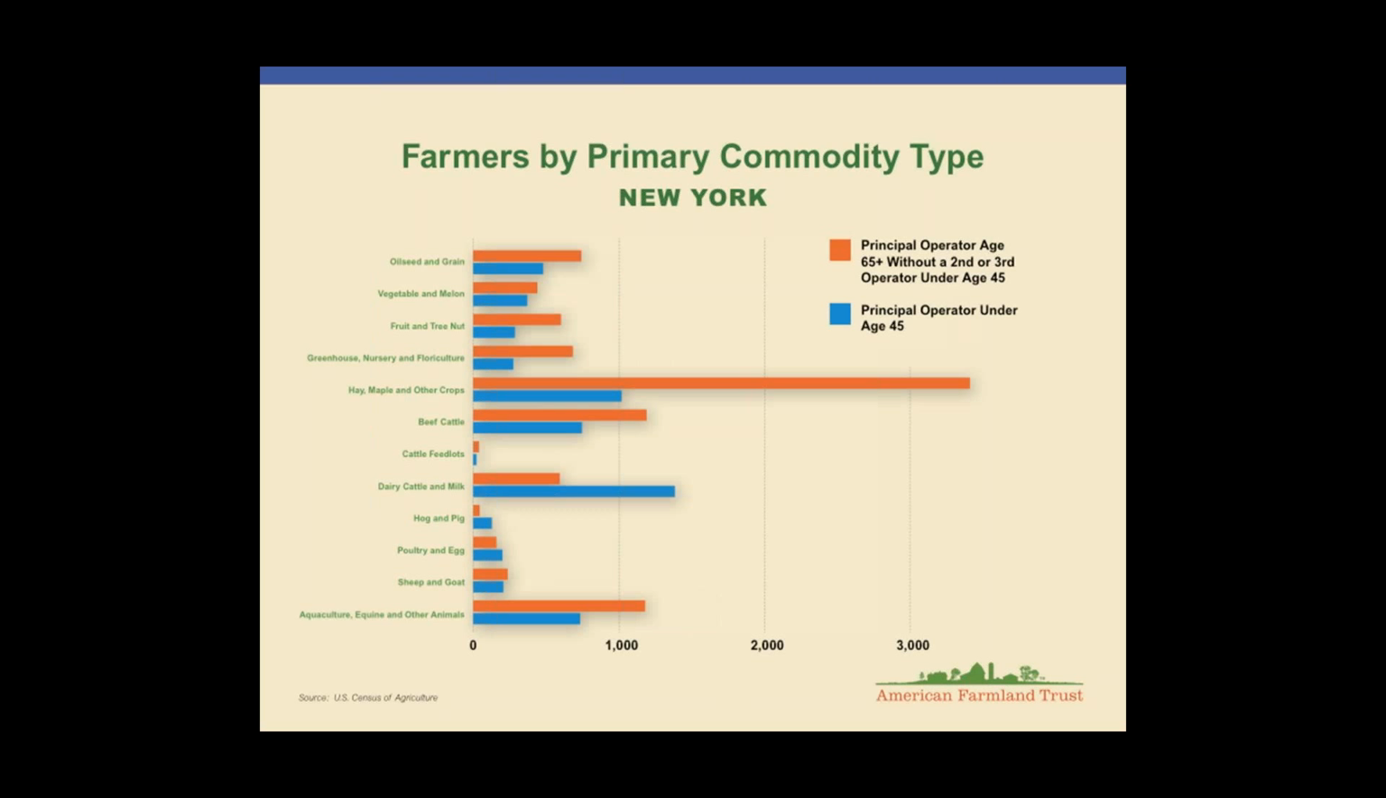And so here is New York. Again, what is very heartening to see is the number of young farmers in dairy. But again, you see that same sort of difference, that there are not so many young farmers in fruit or in nursery greenhouse, and some in aquaculture and equine.